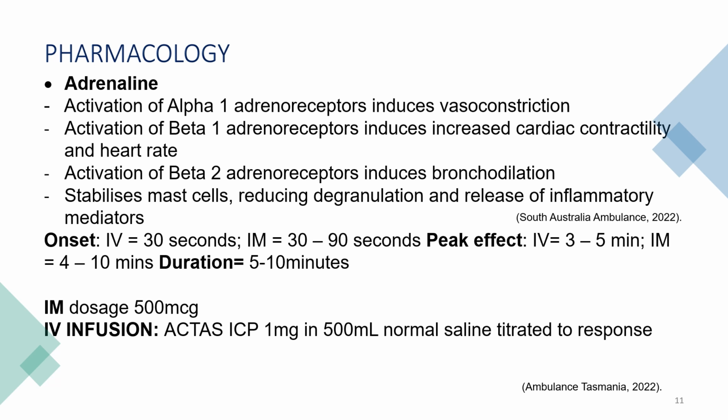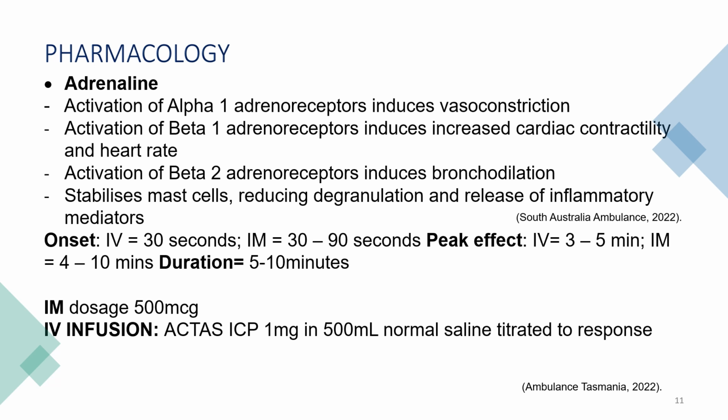Australian Capital Territory Ambulance Service intensive care paramedics administer an IV adrenaline infusion of 1 milligram in 500 ml normal saline, titrated to response. If the patient is unresponsive to both vasopressors and fluids, this could indicate adrenal insufficiency. Activation of alpha-1 adrenoreceptors induces vasoconstriction to reduce hypotension and further distributive shock.